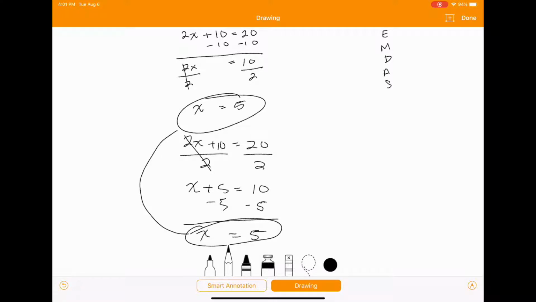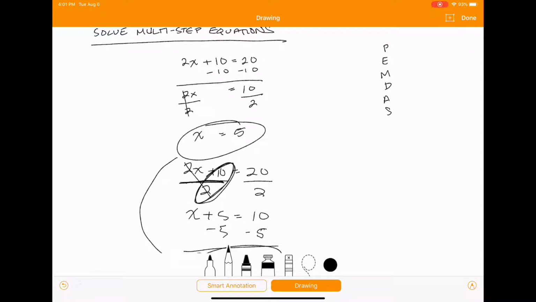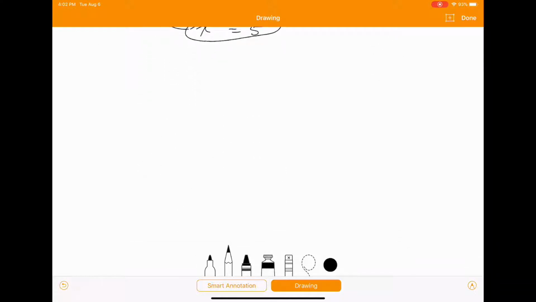But I always find that if I try to do my multiplication or division first, I always forget to do this operation right here, and then it messes up my answer. So I like to just get all of my constants on one side of the equation first, and then worry about isolating my variable next. So I do my addition and subtraction first, and then I do my multiplication and division second. So let's go ahead and look at another one of these.